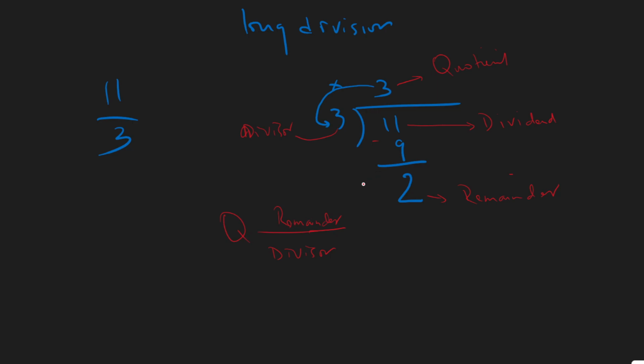So we'll go back here to see the labels. 11 over 3, quotient first, that's 3. You see the quotient here? That's how we read that. And the remainder, that's the 2 we have here, over the divisor, which is 3. So 3 and 2/3. This is your answer for 11 over 3. Okay?